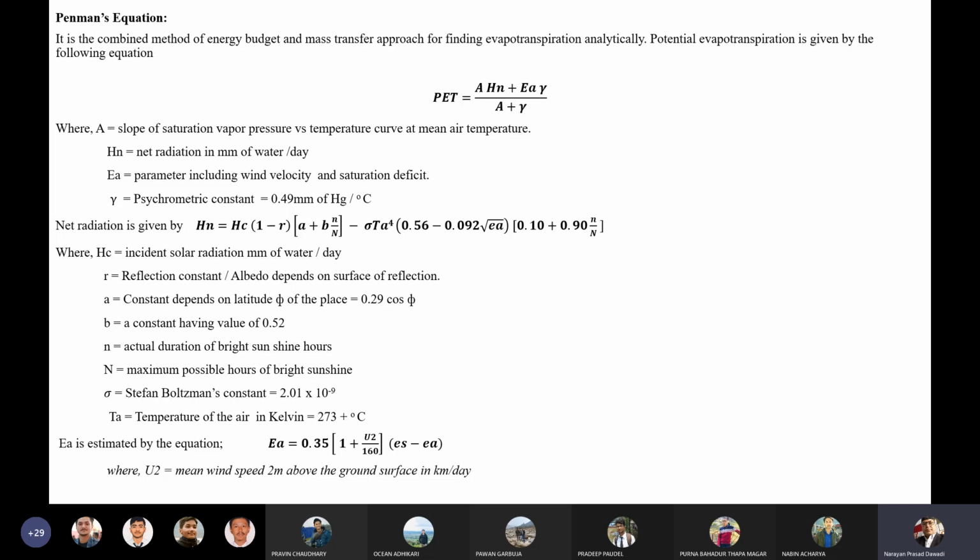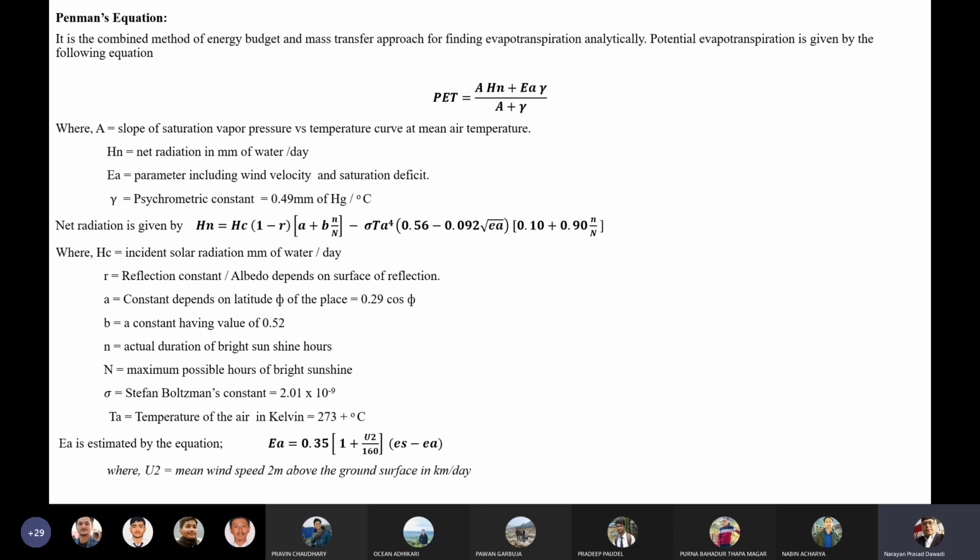This is the equation to find the net radiation Hn. Hn can be calculated by using this equation, where Sc is equal to incoming solar radiation in mm of water per day. R is the albedo, that is the reflection constant of the area, which depends upon the type of the surface, area of the surface, and the depth of the surface also.